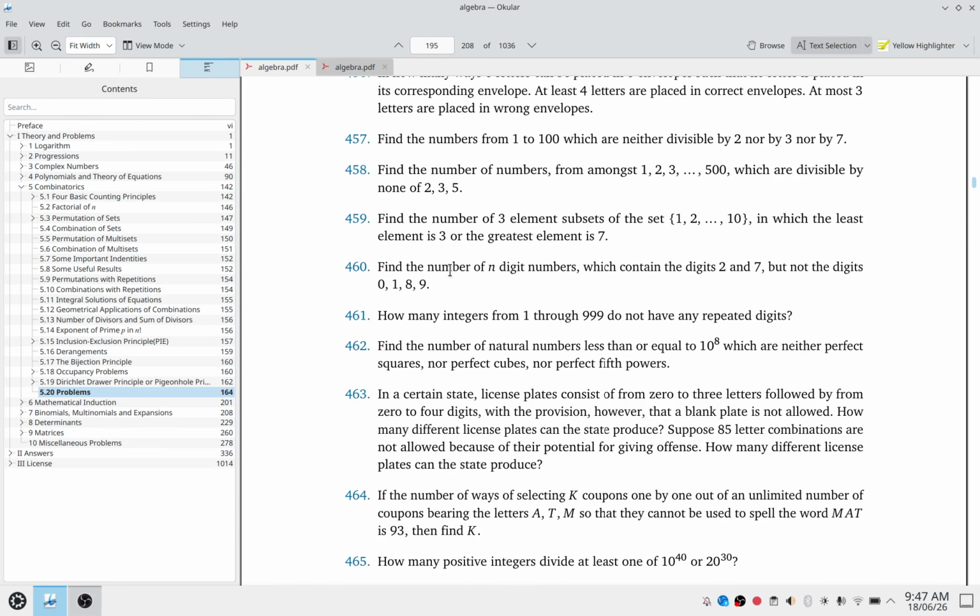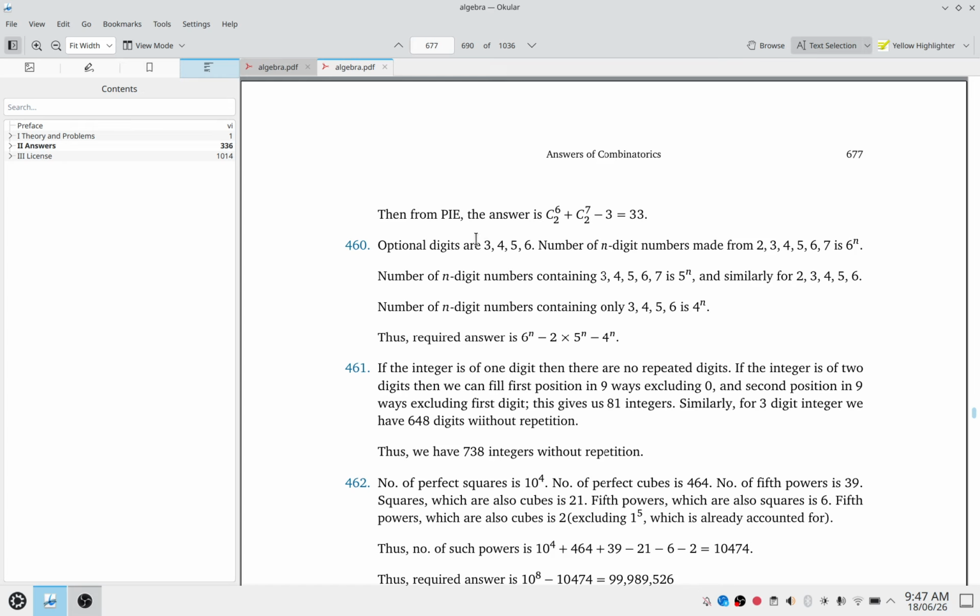Question 460 says that find the number of n-digit numbers which contain the digits 2 and 7 but not the digits 0, 1, 8 and 9. So optional digits are 3, 4, 5, 6. Number of n-digit numbers that can be made from 2, 3, 4, 5, 6, 7 is 6 to the power n because there are 6 digits which can be repeated.